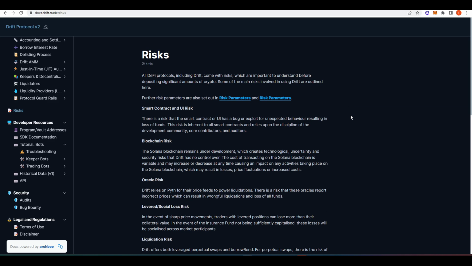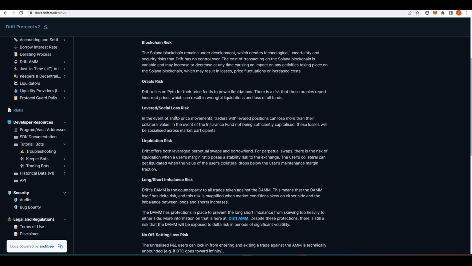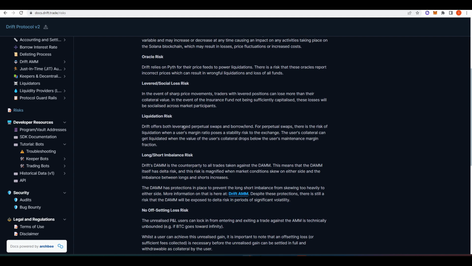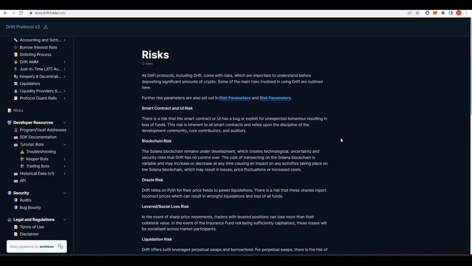So there definitely are risks to executing this strategy. Just generally, if you're doing it on a DEX, for example, you have smart contract and user interface risk, blockchain risk, oracle risk, liquidation risk. And some of these risks also exist on centralized platforms as well. So don't think it's just DEXes that you might have a problem doing this on.